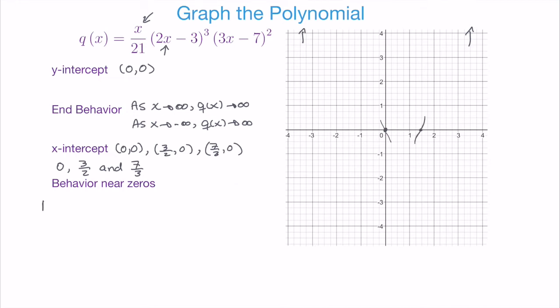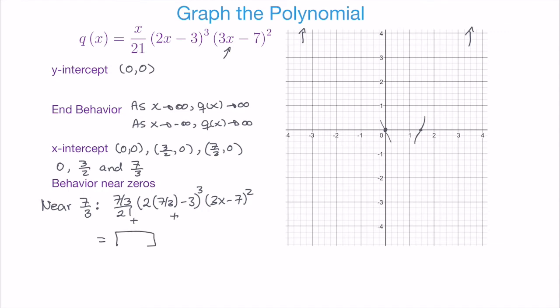Now let's look at the behavior near 7/3. Plug in 7/3 everywhere except here. So we get 7/3 over 21 times (2 times 7/3 minus 3) cubed times (3x minus 7) squared. Again, we're concerned only about the sign. 2 times 7/3 is 14/3, which is bigger than 3. So this here is positive, and this factor is also positive. So we get a positive number times (3x minus 7) squared, which means that the graph is touching the x-axis at 7/3 like a parabola opening up like this.